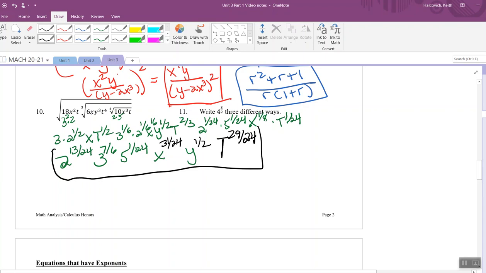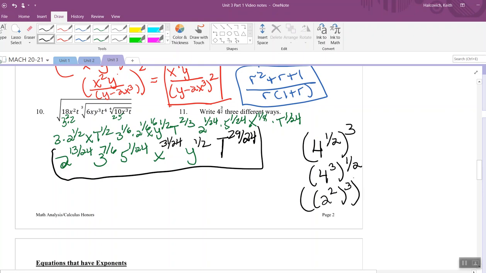Okay. 4 to 3/2 is 3 different ways. So 4 to the 1/2 to the 3rd. It's 4 to the 3rd to the 1/2. Or you could say 2 squared to the 3rd to the 1/2. All right, so that concludes the first part of this video. The next part, we'll talk about exponential equations.